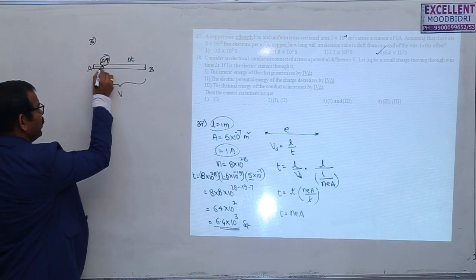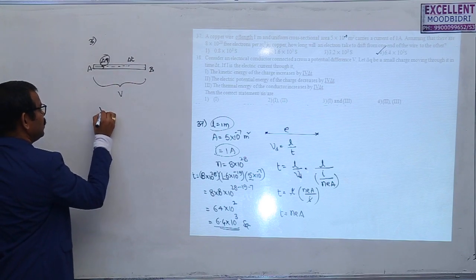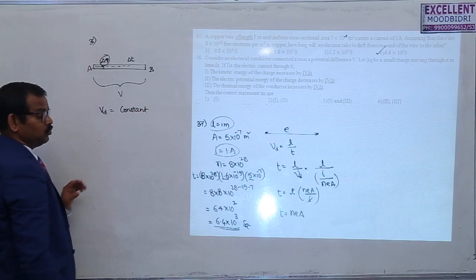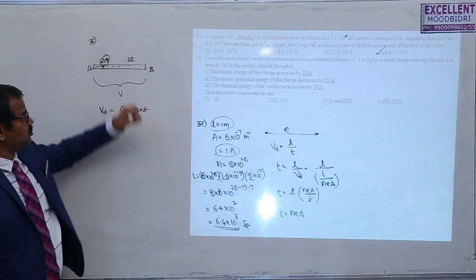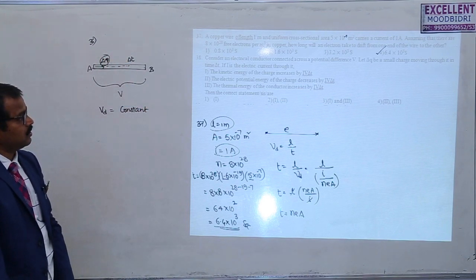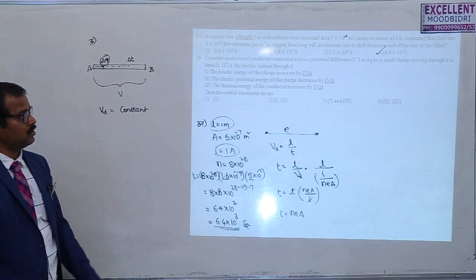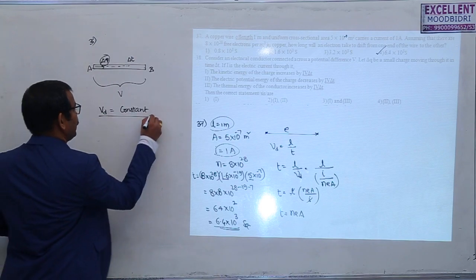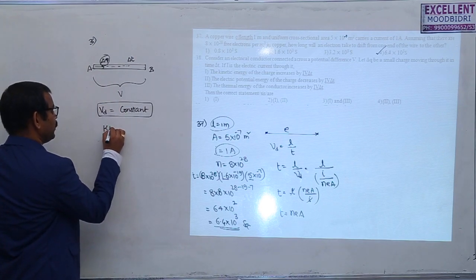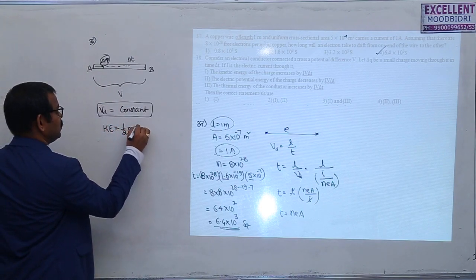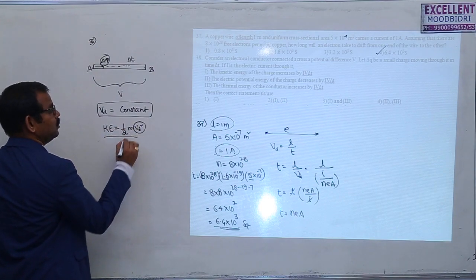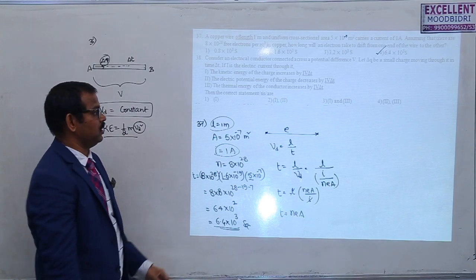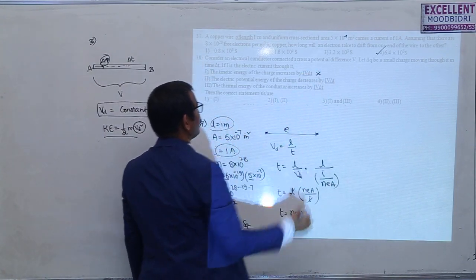Then we know that whenever this charge is moving, the drift velocity remains constant. It only changes if the area of cross-section changes, but here it is connected across a potential difference of V, and the area of cross-section is not mentioned, meaning drift velocity remains constant. When the drift velocity remains constant, the kinetic energy also remains constant. So here the kinetic energy of the charge will not change, so this is wrong.